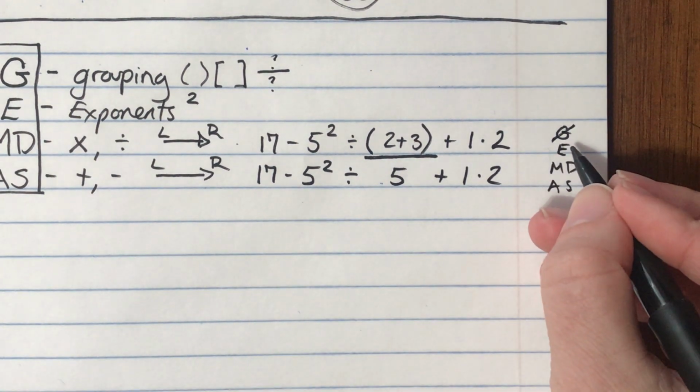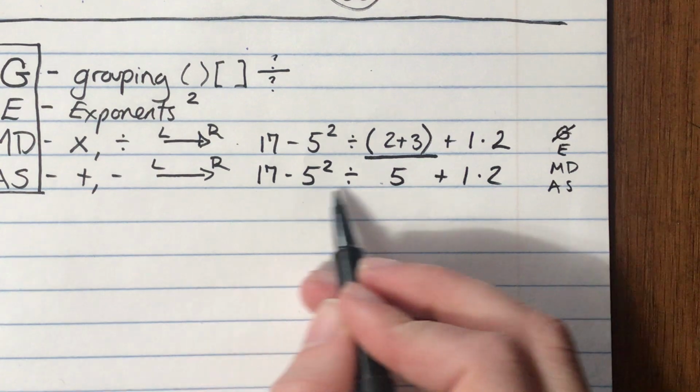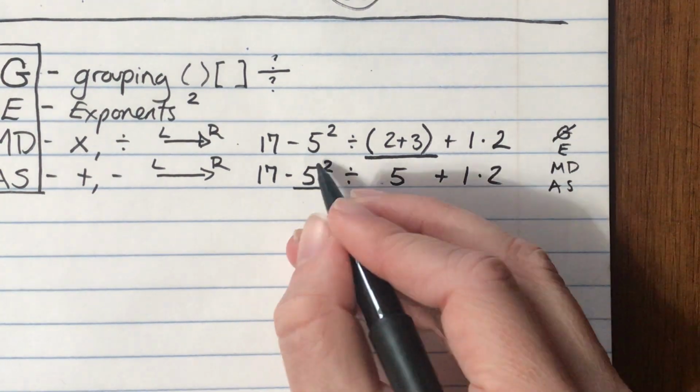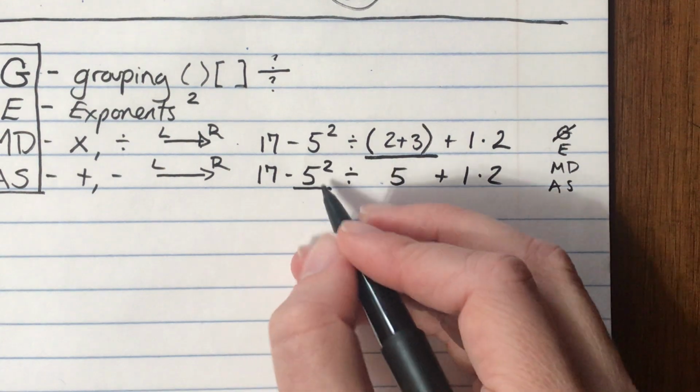All right, the next thing we come to is E, which stands for exponents. So I look through the problem. Do I have any exponents? Yes, I do. And so I'm going to underline my exponent, and I'm going to work that out.